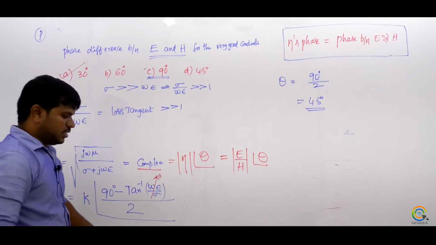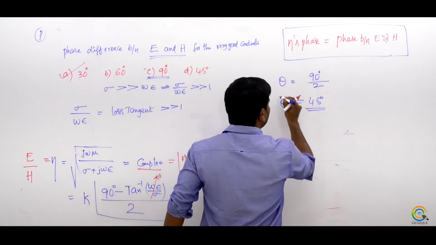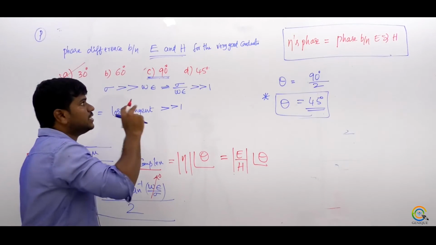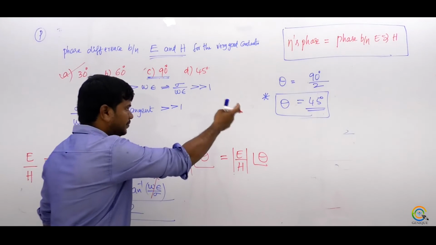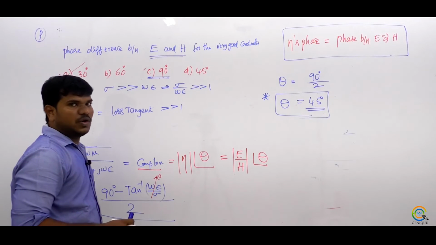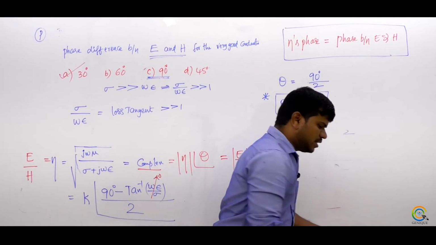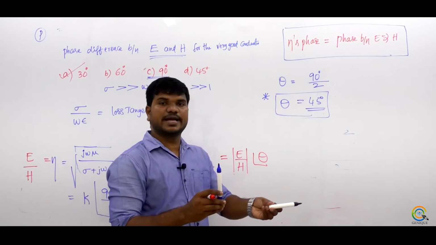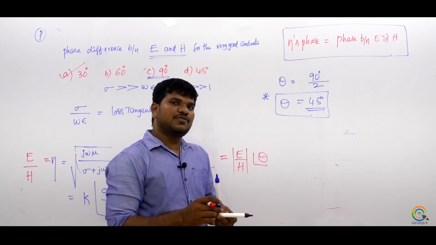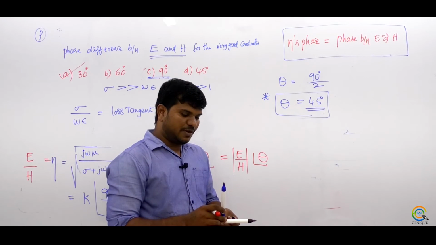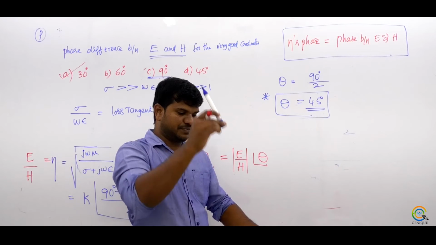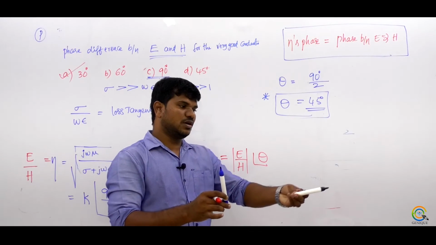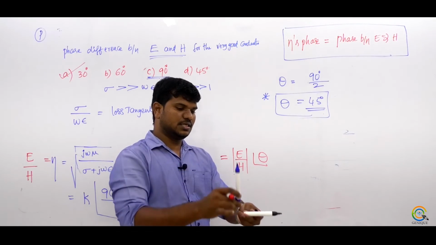So this is a very, very well known question. What is the phase difference between E and H for the very good conductor? So what does phase difference mean? Let us suppose this is the electric field, this is the magnetic field. They are in phase means they perfectly leave this point at the same time. Like this. It will go like this.